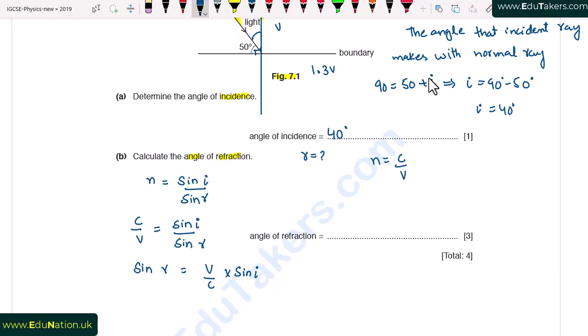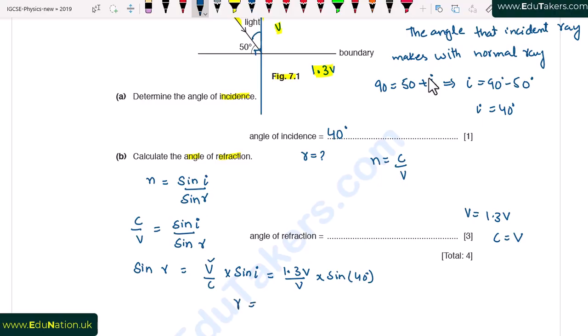It is given that first of all speed is equal to v and then it becomes 1.3 v. So I write here v is equal to 1.3 v. This v is basically equal to 1.3 v while c is equal to v. So it will be 1.3 v over v multiplied by sine of 40 degrees.